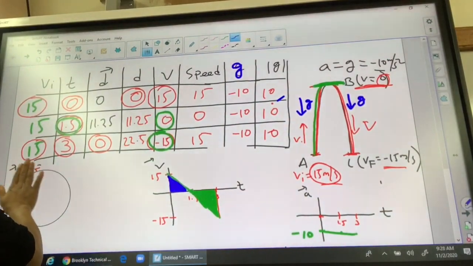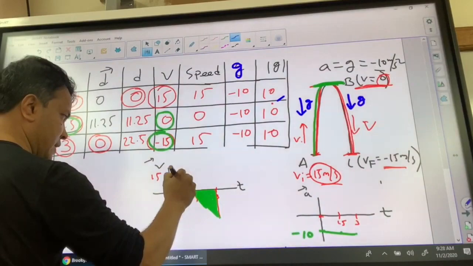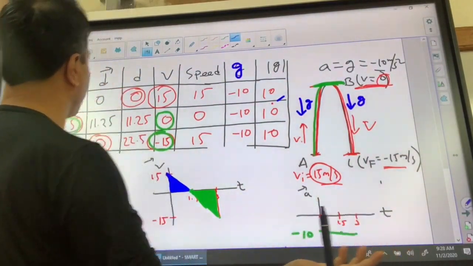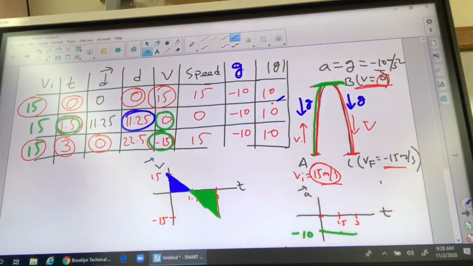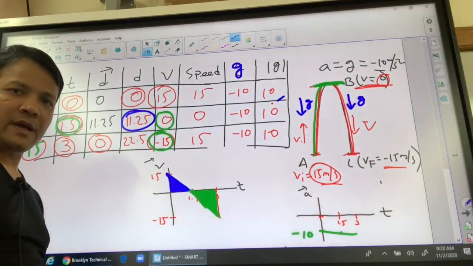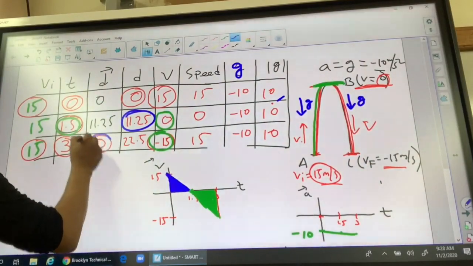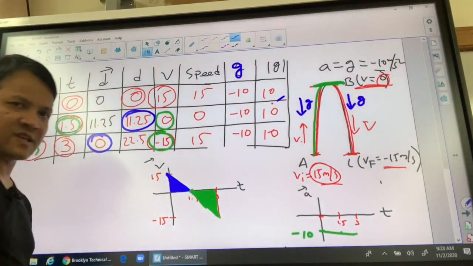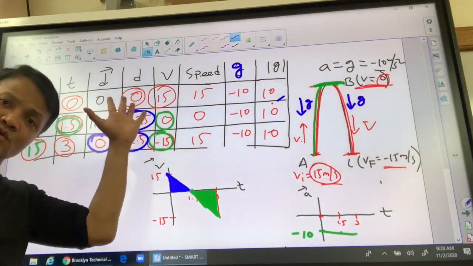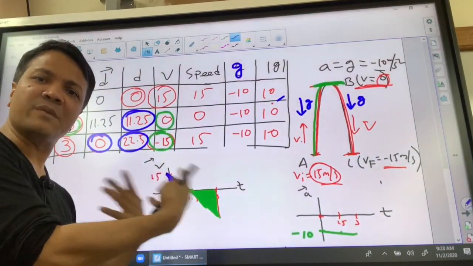Okay, so what do we mean? Let's first find the blue area. I already know what the blue area is. Blue area is 11.25. And the green area is negative 11.25. Okay, so blue area minus green area is 0. That's why the displacement is 0. And the blue area plus green area is 22.5. That's why the distance is 22.5. Those of you who did not understand the math should understand now, because visually this makes more sense.